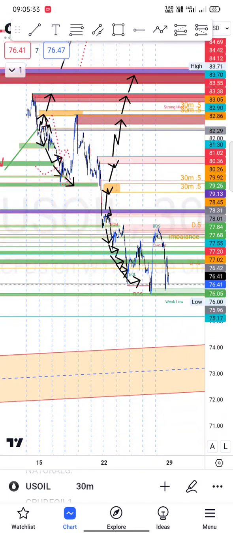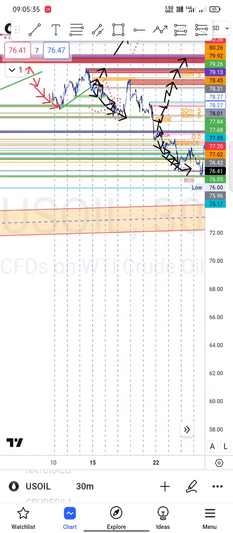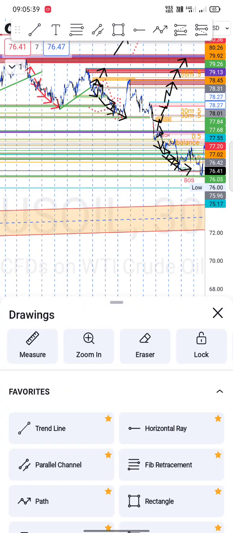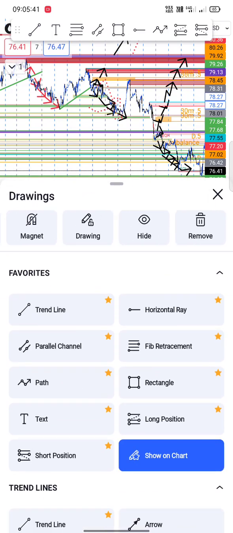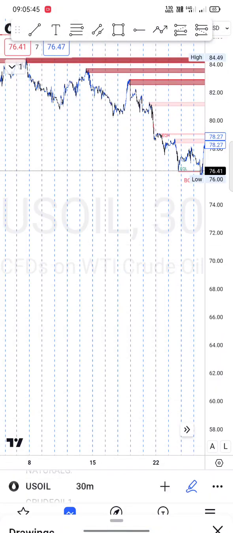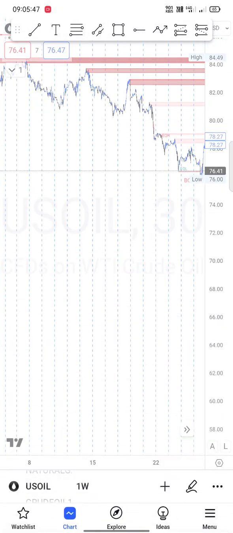Okay guys, let's see the next week analysis with full analysis. So we start with a step by step full analysis. We remove the trades. Let's see in weekly.